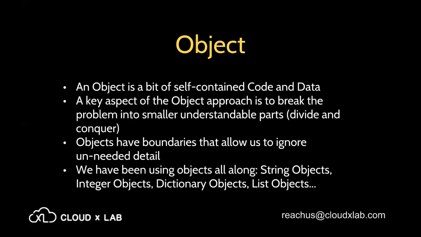You remember dictionary? It was keys and values, right? It was containing data, but it did not contain the logic or functions or code. A key aspect of the object approach is to break down the problem into smaller understandable parts and then use them. Objects provide us boundaries, like in real life, what goes within a particular system should not matter to the users of that thing, as long as it is giving the desired output. So the details are hidden from the outside.